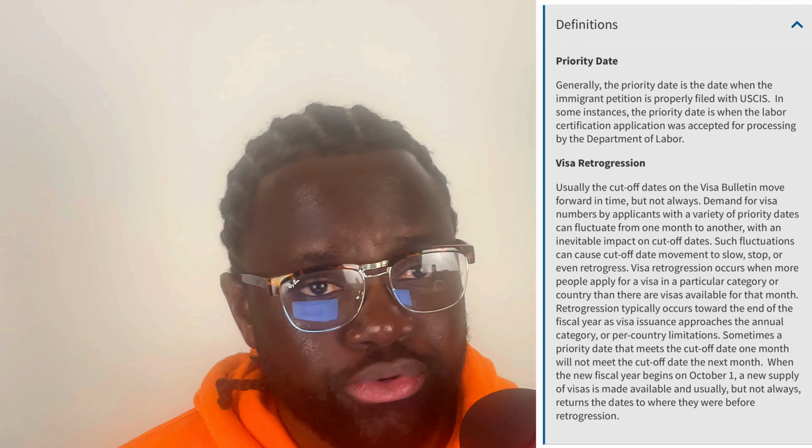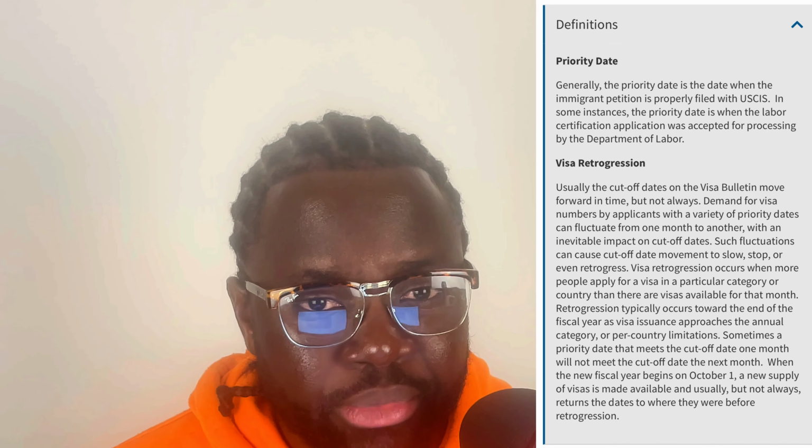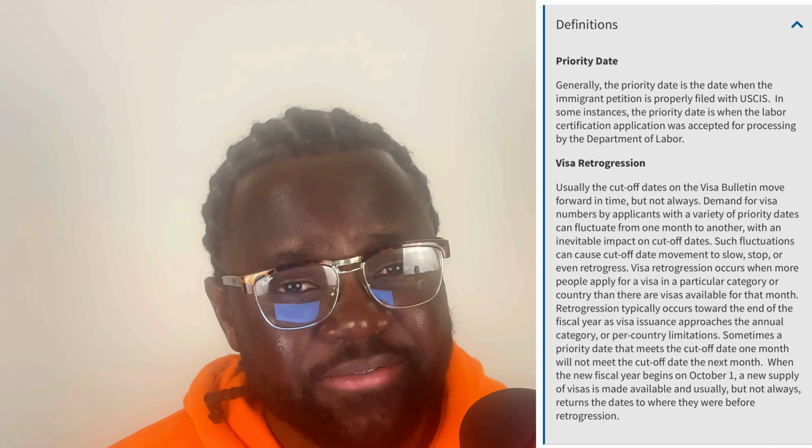If you pass whatever you need to pass, your NCLEX, and then you get an employer, when they file your I-140, the date your I-140 is filed is your priority date. So for instance, if your I-140 was filed on 1st of March 2024, your priority date is 1st of March 2024. Now, the fact that your I-140 has been filed on 1st of March 2024 does not guarantee approval.